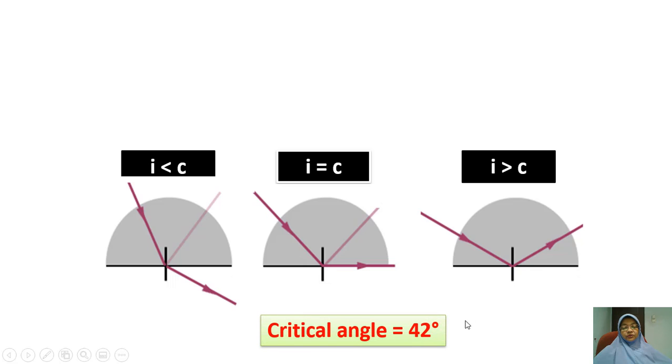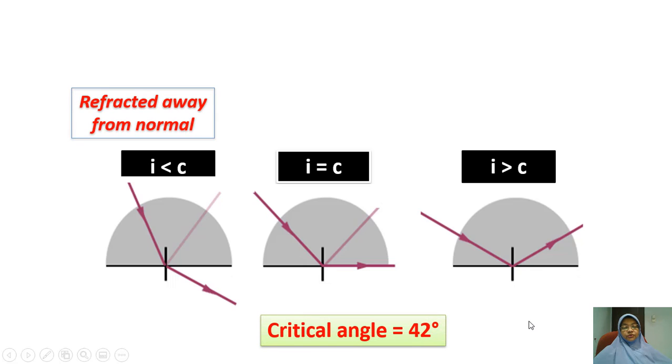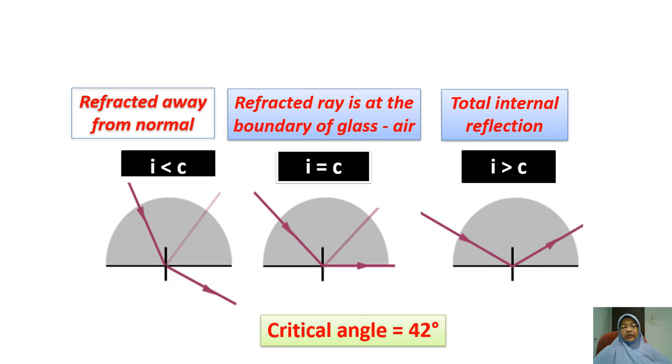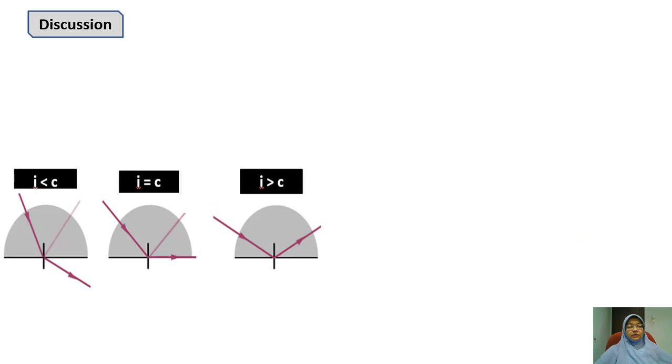Okay, so the critical angle is 42 degrees. So it refracts away from the normal line. When I equals C, the refracted ray is at the boundary of glass and air. And when I is larger than C, total internal reflection occurs.